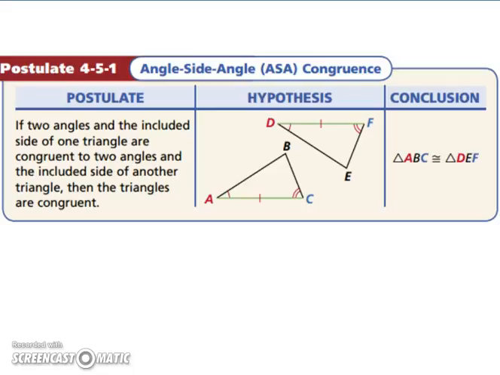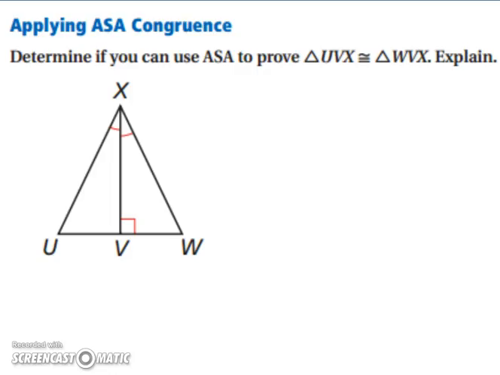Let's look at the angle side angle congruence postulate. If two angles and the included side of one triangle are congruent to two angles and the included side of another triangle, then the triangles are congruent. Let's try applying the angle side angle congruence. Let's determine if you can in fact use angle side angle to prove that these two triangles are congruent.